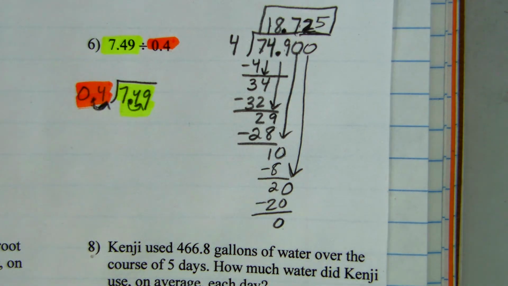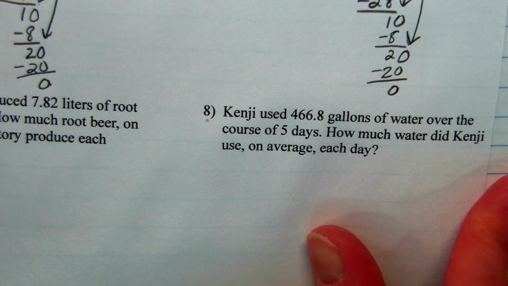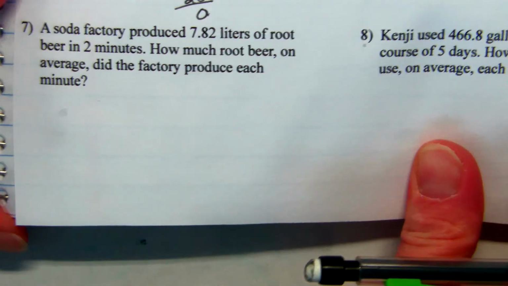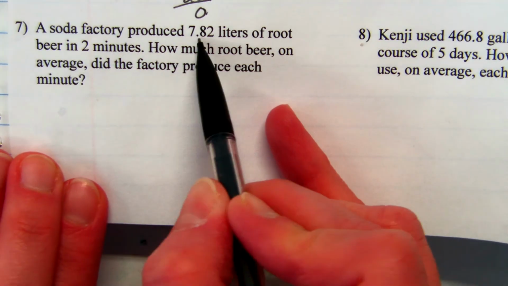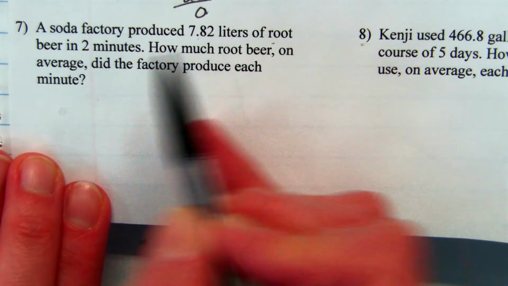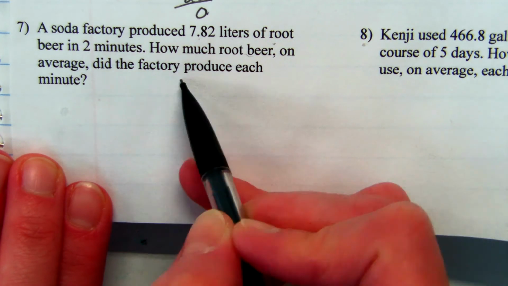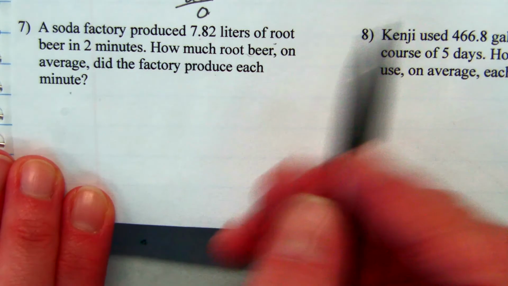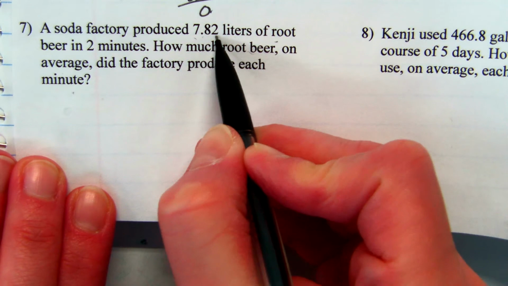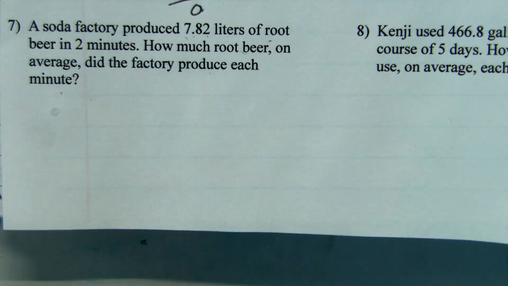Question? Yes. So let's go down and look at a couple story problems and talk about when you're going to do division problems. It says a soda factory produced 7.82 liters of root beer in 2 minutes. How much root beer on average did the factory produce each minute? So 2 minutes, we made this much. They want to know how much it would be in 1 minute. So they want to know basically kind of a unit rate, how much per minute. So how would we set that up?